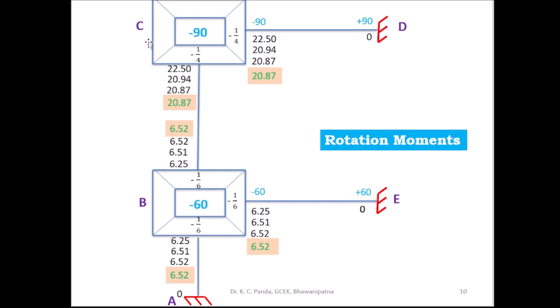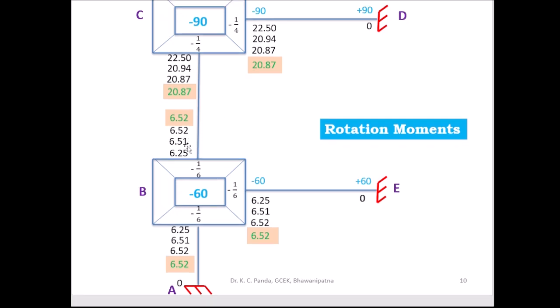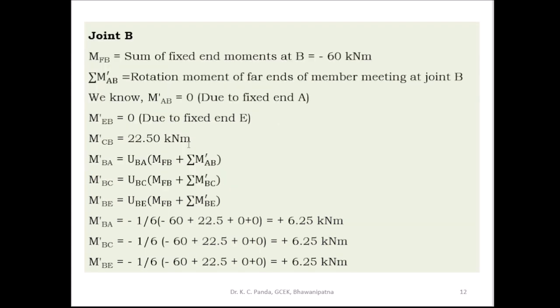In the second cycle, when you are considering joint C, this 6.25 you have to take as the far end rotational moment m dash BC, and as this side is fixed, you have to take the far end rotational moment equal to 0. Then find out the value of the near end rotational moment at joint C, m dash CB and m dash DC. So in the second cycle, this is the value 20.94, 20.94.